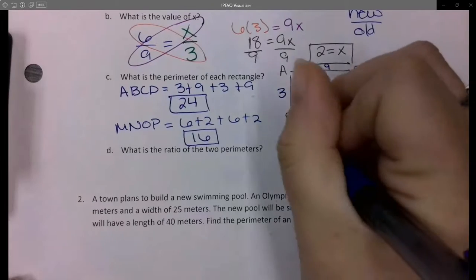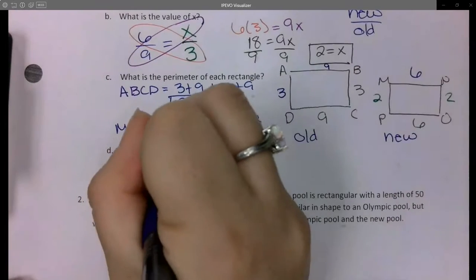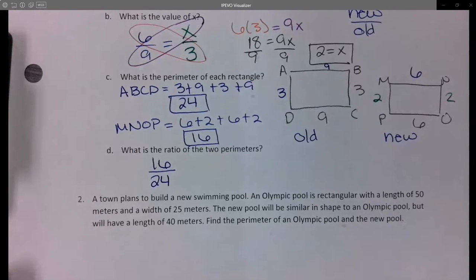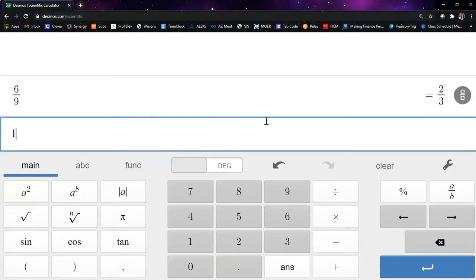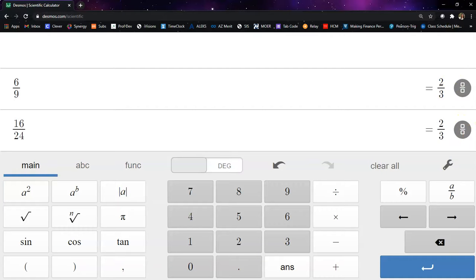Then it wants me to do the ratio of the 2 perimeters. Remember, this was old, this was new. So I'm going to have 16 over 24. And then I can go back to Desmos and simplify this. So notice it gives me the same scale factor as before, the 2/3.